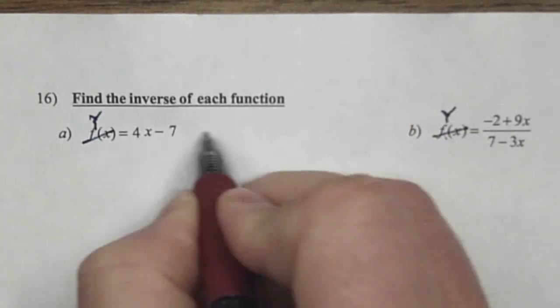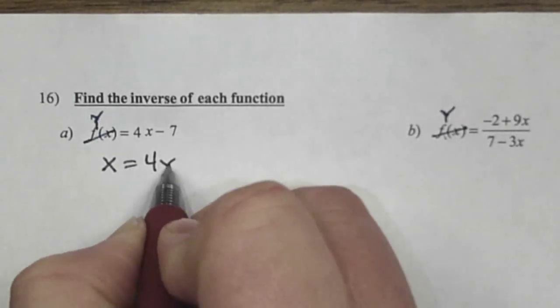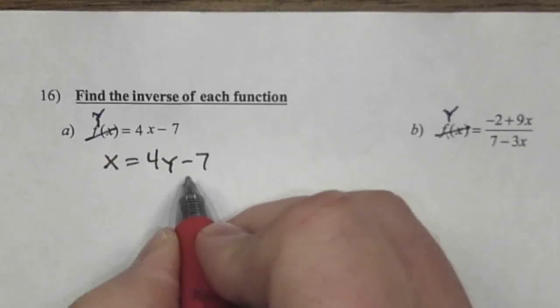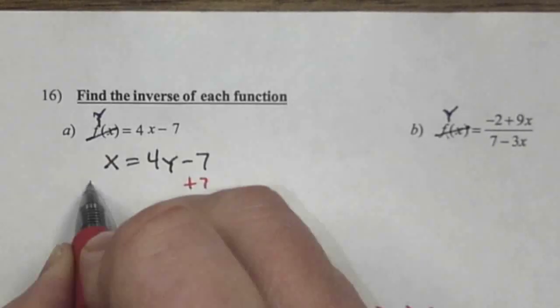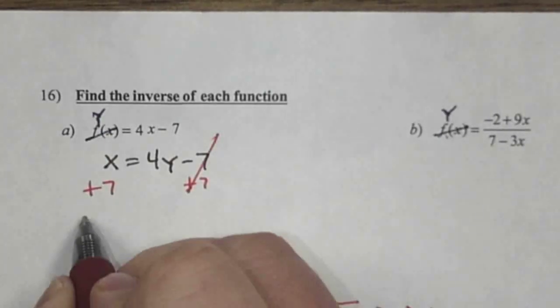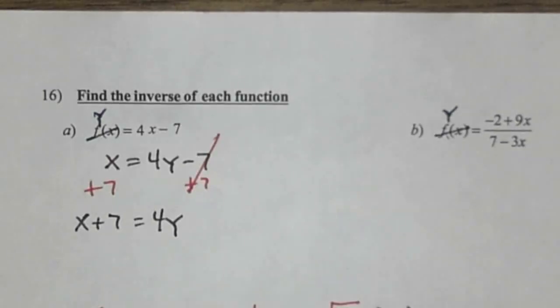When I switch x and y, I'm going to put x equals 4y minus 7. Now, if you just take a look, you can see I just changed them out. I didn't move the 4 anywhere, didn't move anything anywhere, just the x and y. Solve for y. Add 7 to both sides. To cancel that out, I get x plus 7 equals 4y.